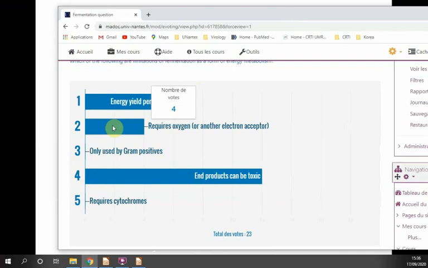Never forget fermentation occurs without oxygen. It's anaerobic. And it doesn't require another electron acceptor because the electrons are going to be pushed onto pyruvate. The pyruvate comes from the glucose, so there's no external electron acceptor in the process. You just need access to the glucose at the beginning. That's it.